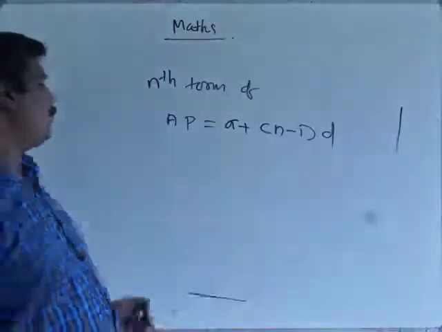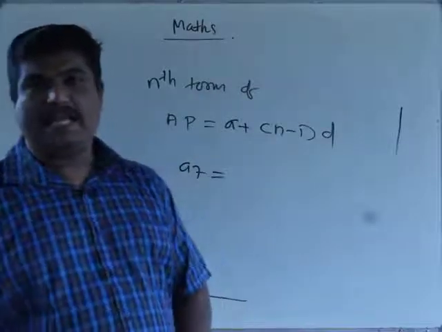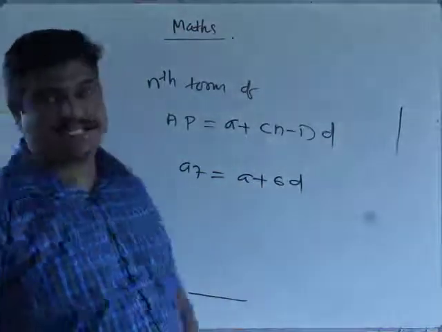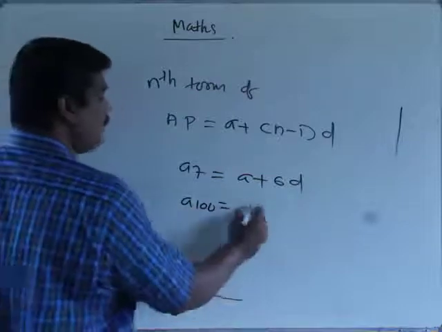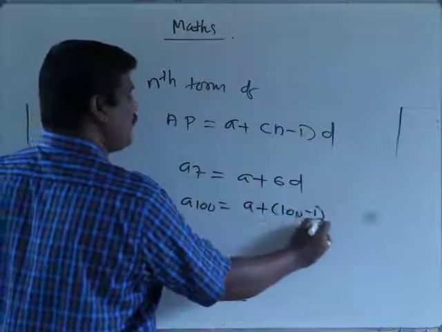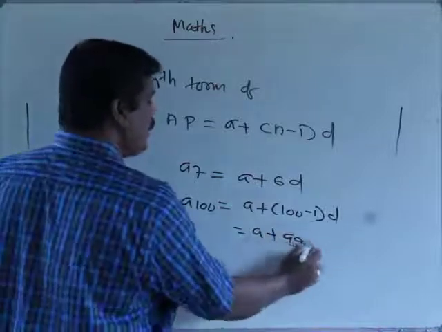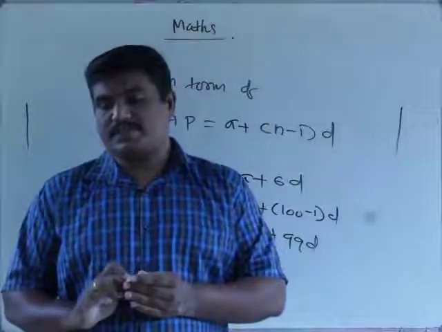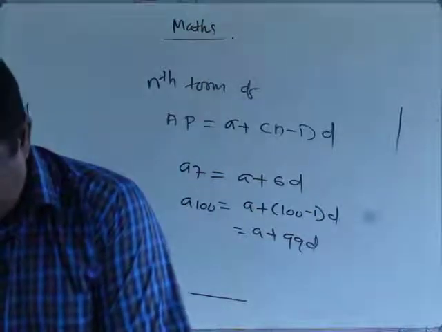Clear? Nth term. So A7 we can express like this. How do we express A7? You studied, right? A7 is equal to a plus 6d. Then to express the 100th term, A100 is equal to a plus (n minus 1) into d, that is a plus (100 minus 1) into d. What is 100 minus 1? 99. So the 100th term is a plus 99d. So the term-related problems were discussed in the last classes. Next problem.